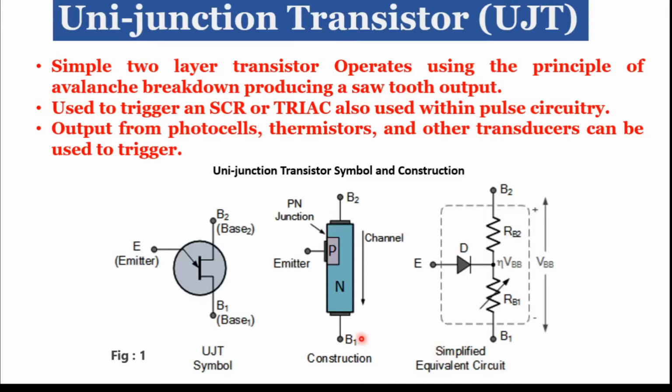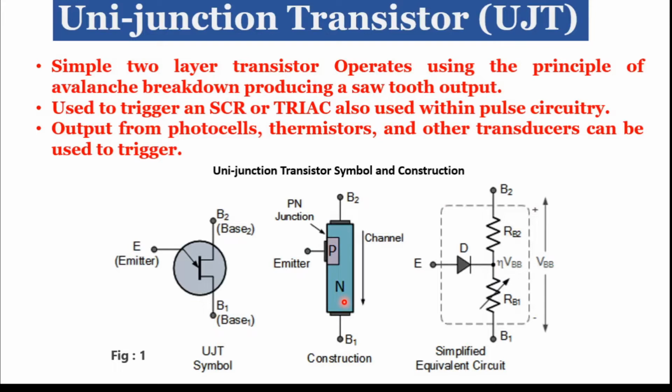In this transistor, two terminals called as base 1 and base 2 are taken from same n-type bar. Therefore, sometimes it is also called as double base diode. Its three terminals are emitter, base 1 and base 2. To construct UJT, a lightly doped n-type silicon bar is taken.